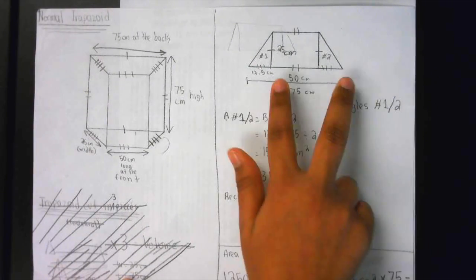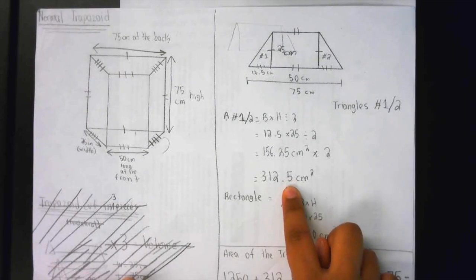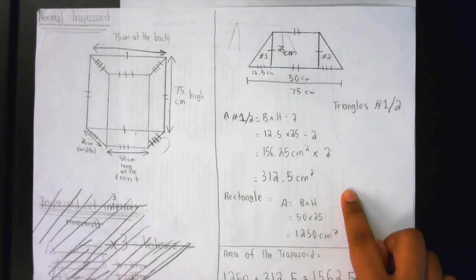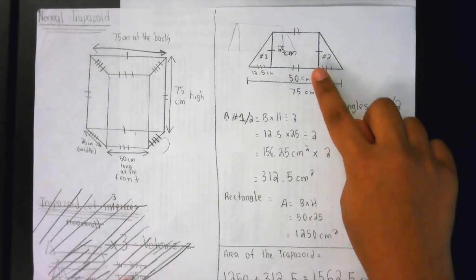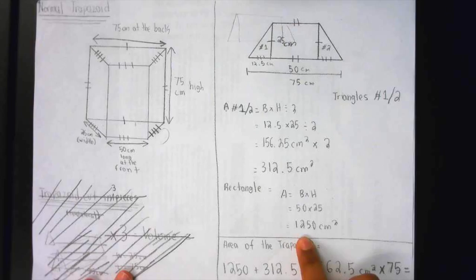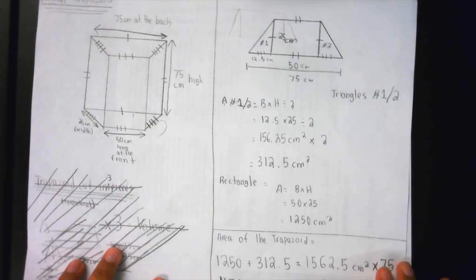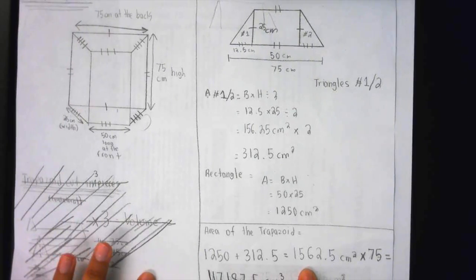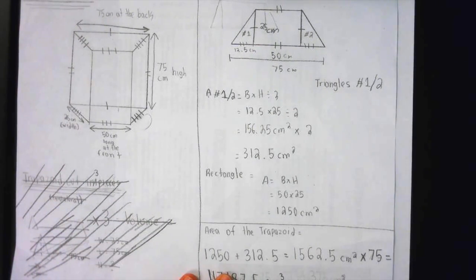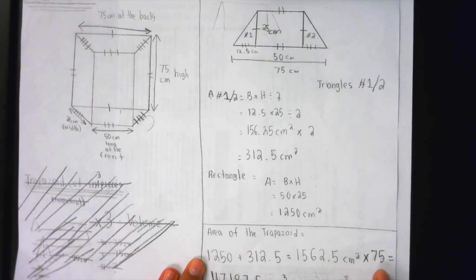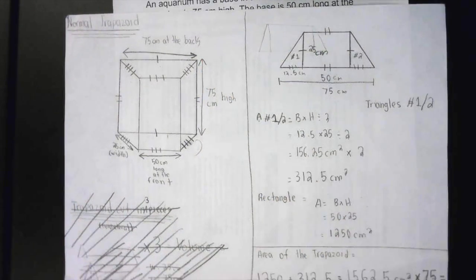We multiply by 2 because there are two triangles, which gave us a total of 312.5 centimeters squared. Now to find the area of the rectangle, it's base times height. So it's 50 times 25, which we got 1,250 centimeters squared. To find the area of the trapezoid, we added both areas and found 1,562.5 centimeters squared, and we multiply it by 75 because it's the height, and we found the volume like that.